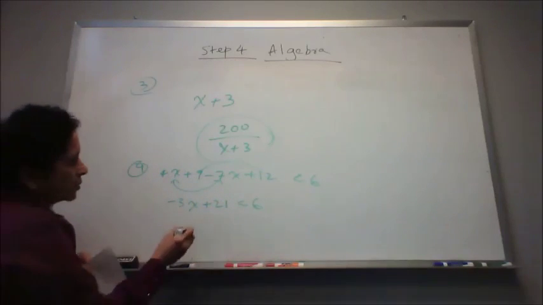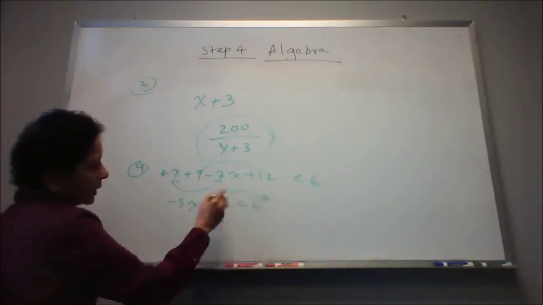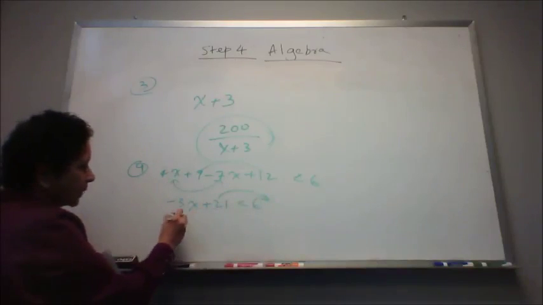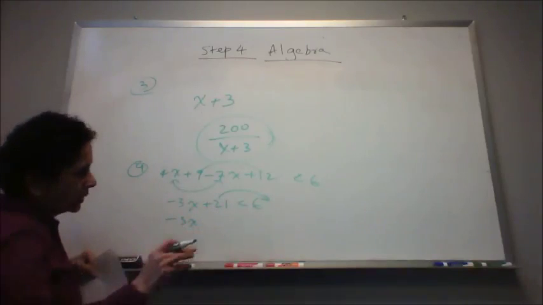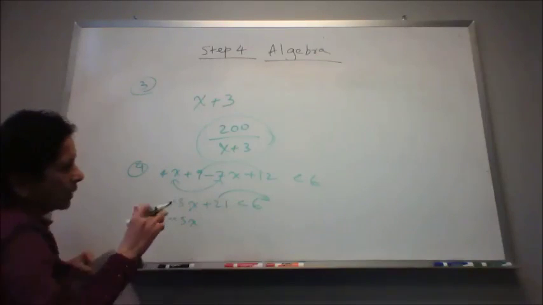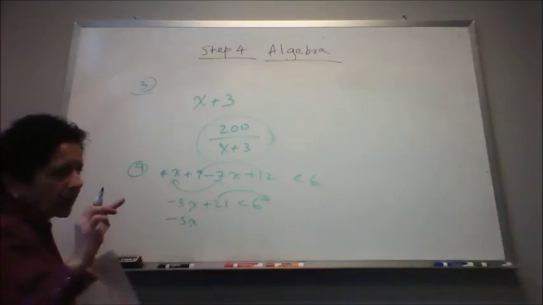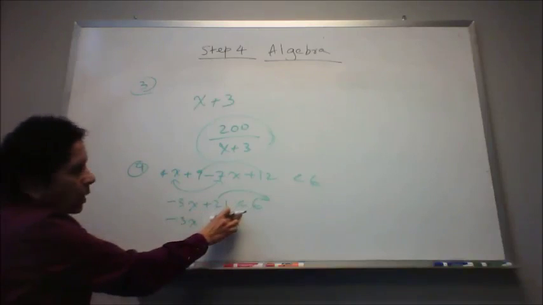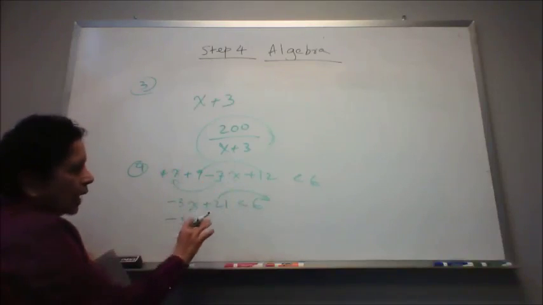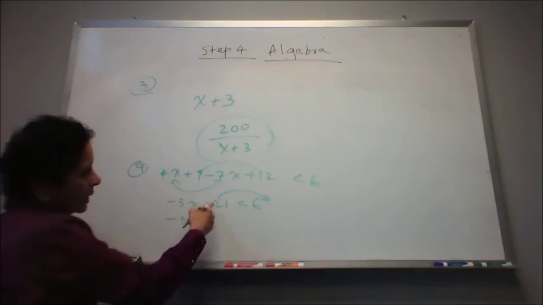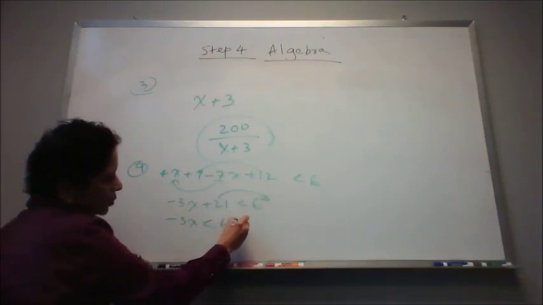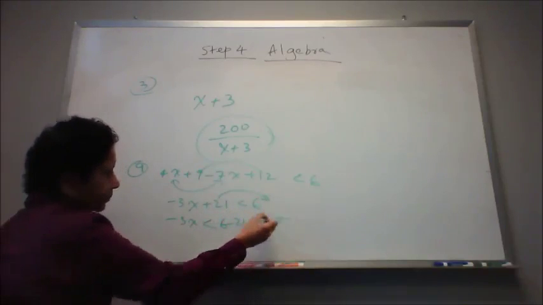Okay? So then I don't like 21, I need to move it to the other side. When I'm moving, I don't have to change the sign, right? Only when I multiply or divide by a negative, then I need to reverse the inequality. But when I move, I don't have to do anything with the inequality. It's the same as before, just keep the less than. And then 6 minus 21, that's minus 15.